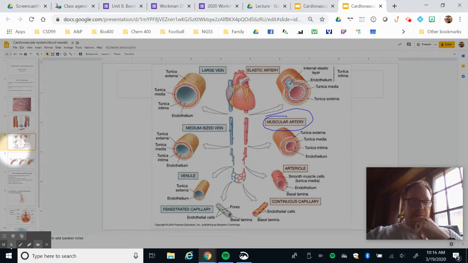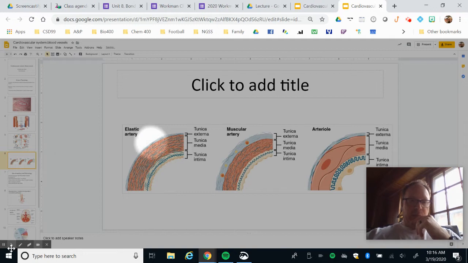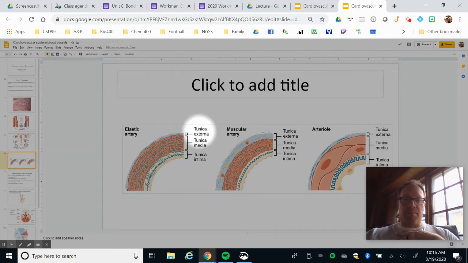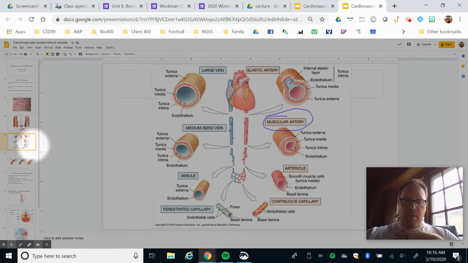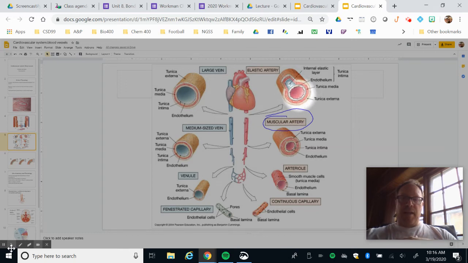Okay. All right. Looking at this actually shows the relative thickness of externa, media, and intima for these three types of arteries, right? So you've got elastic arteries, muscular arteries, and then arterioles. So if we go back to this, this is referencing elastic arteries, muscular arteries, and arterioles. So these do diminish in size and thickness as these arteries branch off and then become smaller and smaller.